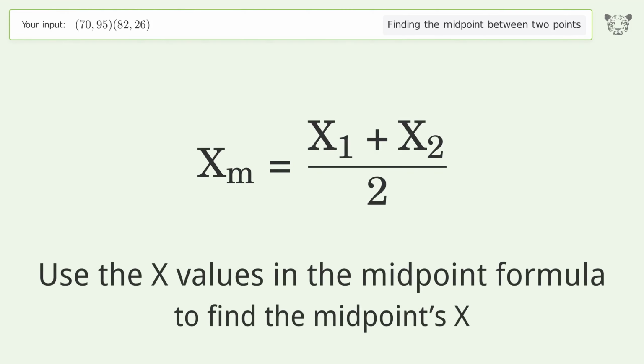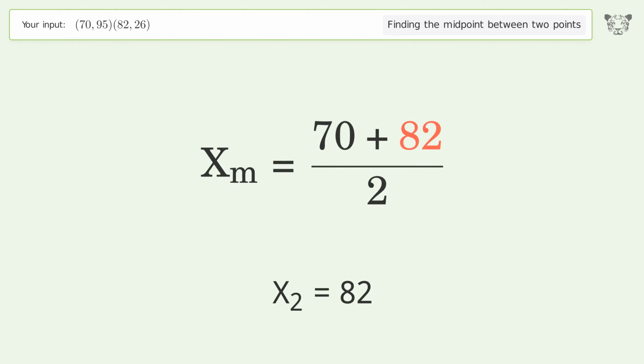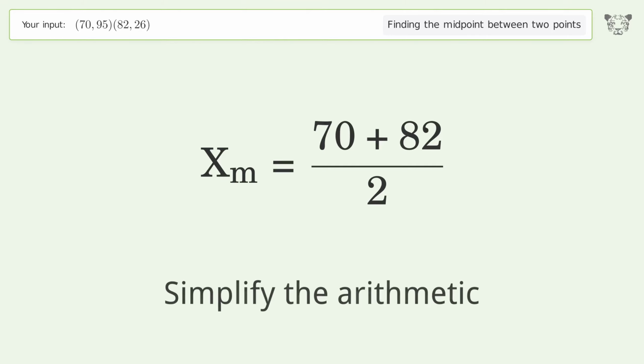Use the x values in the midpoint formula to find the midpoint's x. x1 equals 70. x2 equals 82. Simplify the arithmetic.